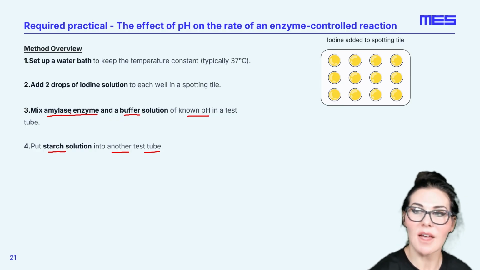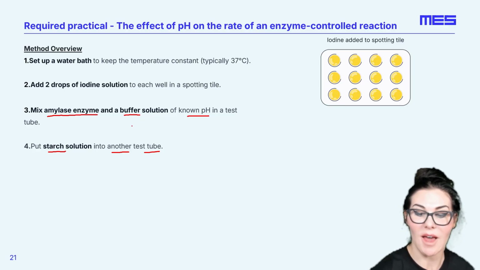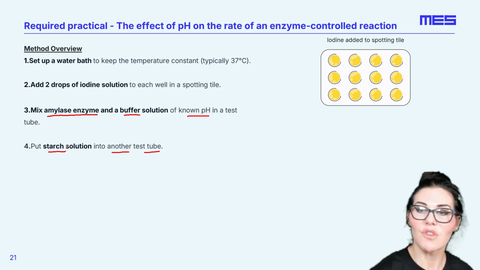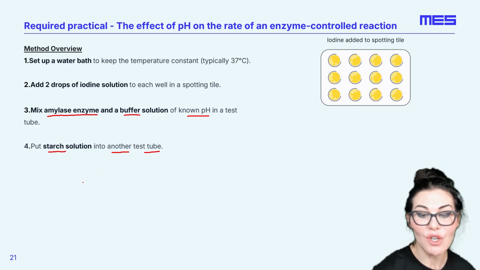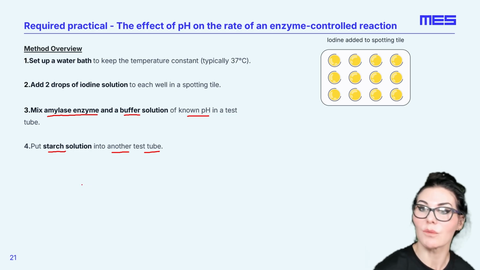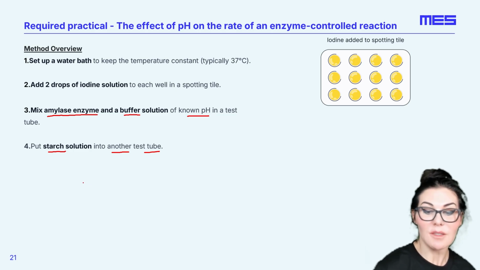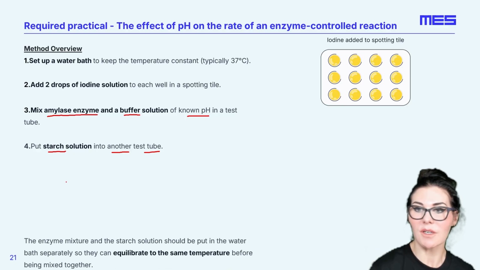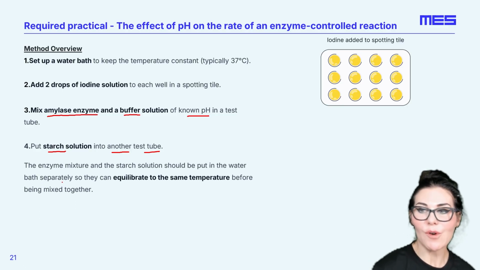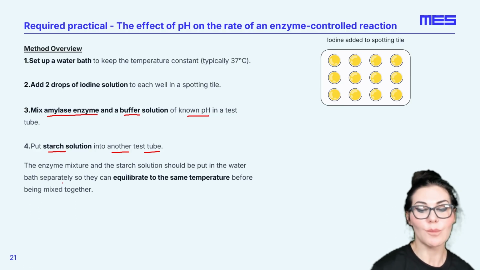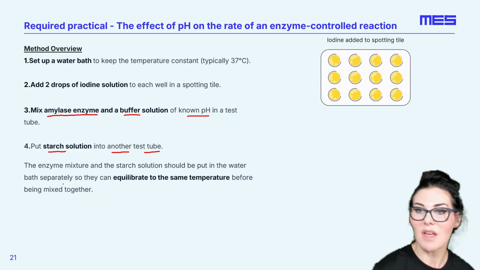We're going to mix the enzyme with a buffer solution of a chosen pH so that the enzyme is thoroughly mixed with that pH and set at that pH in its environment. In the meantime, the substrate that the amylase works with in the reaction, starch, is put into another test tube. We don't want them to mix yet, or the reaction is going to happen. Before we mix them together, what's really important is that we equilibrate both of these tubes to the same 37 degrees C temperature.